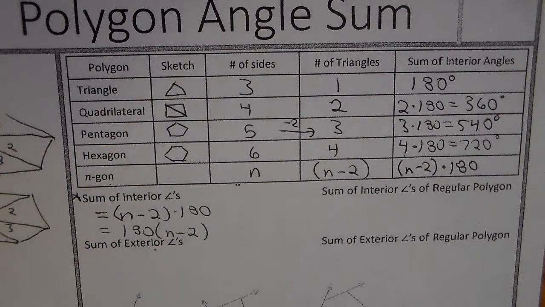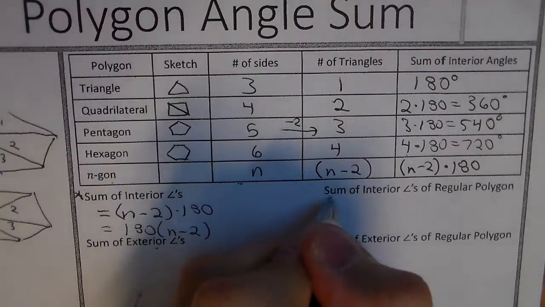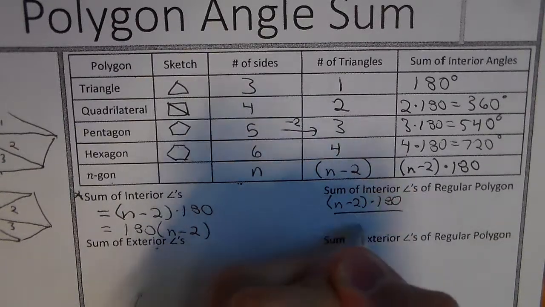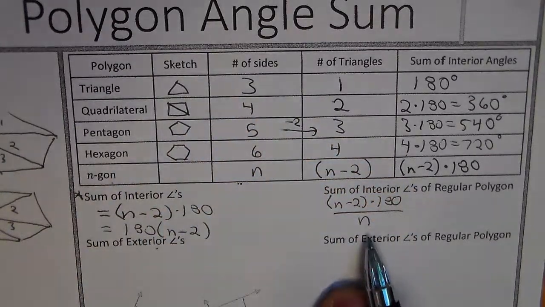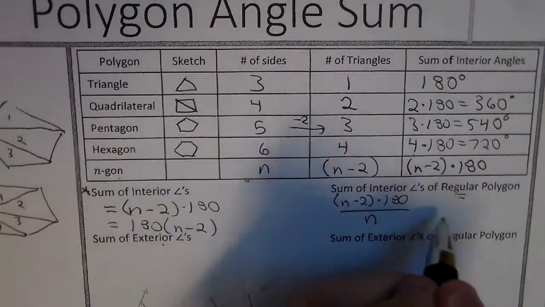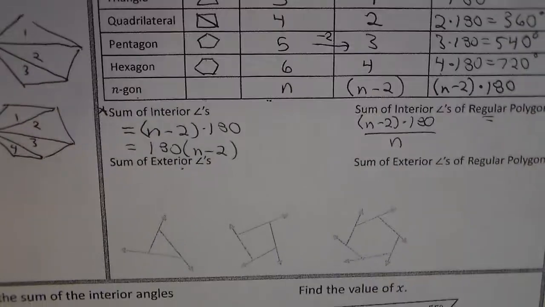If we know the number of sides, you substitute that in, subtract 2, multiply by 180, and you get the total. Now what if it's a regular polygon? In a regular polygon, all the sides are the same. If all the sides are the same, all the angles would be the same. So the sum would be n minus 2 times 180 divided by how many sides or how many angles you have. And so that'll give us, if a regular polygon, what each angle would be. And we'll kind of see that as we solve some problems.